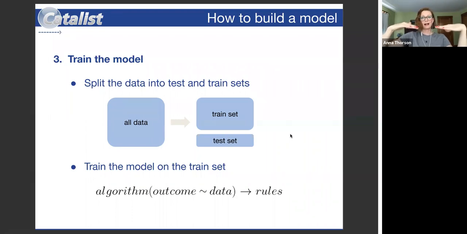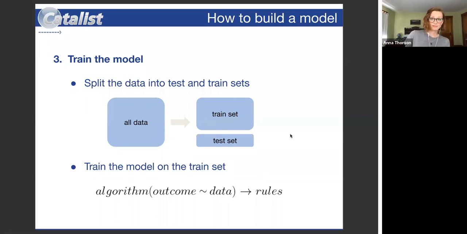And we apply an algorithm to it. What the algorithm is going to try to do is find connections between the outcome and the inputs. And it's going to do that not using magic. It's going to use math. The algorithm is going to work all its math, and it's going to come up with rules for how to turn the data inputs into an outcome. That's all that is.